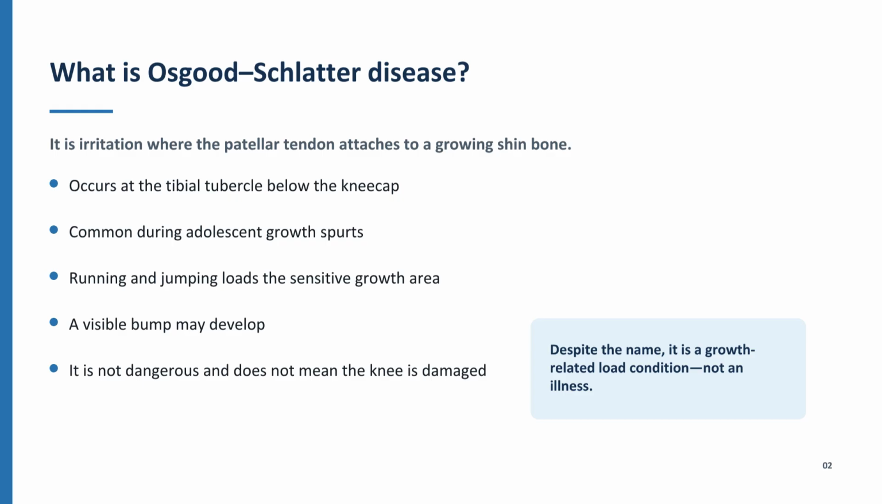Osgood-Schlatter disease causes pain and sensitivity at the tibial tubercle, the bony area below the kneecap where the patella tendon attaches. It occurs while this growth area is still developing, particularly during periods of rapid growth and high running or jumping loads. A bump may become visible and can remain after the symptoms have settled. The condition is not dangerous, but it can significantly affect sport and everyday activity.